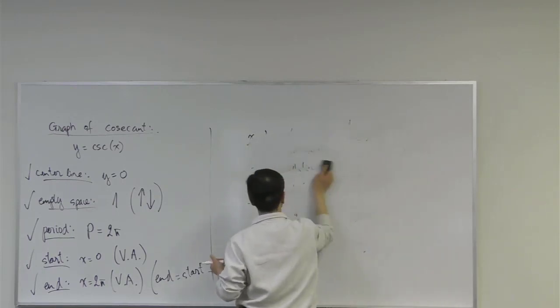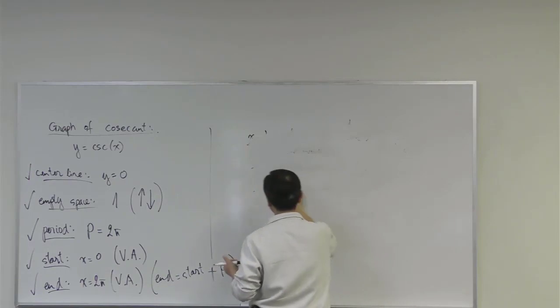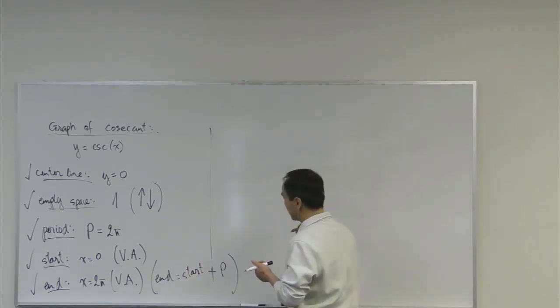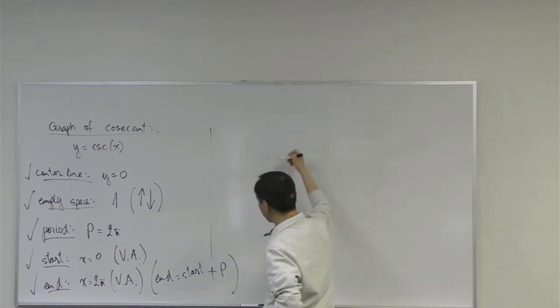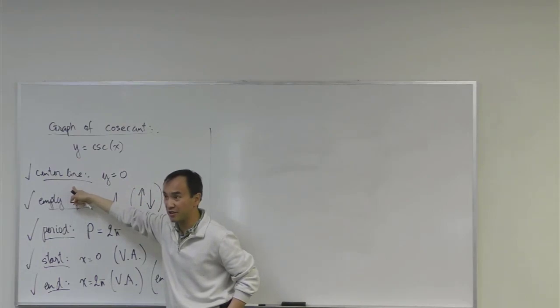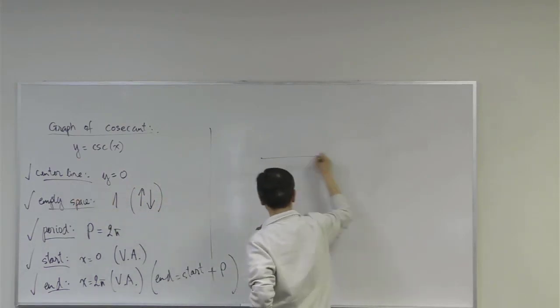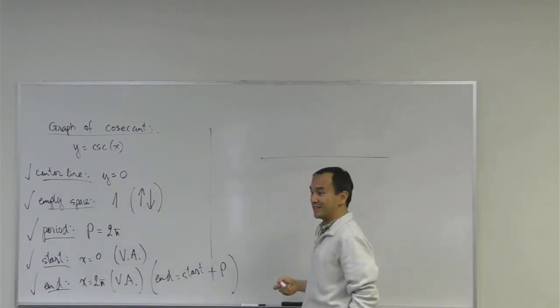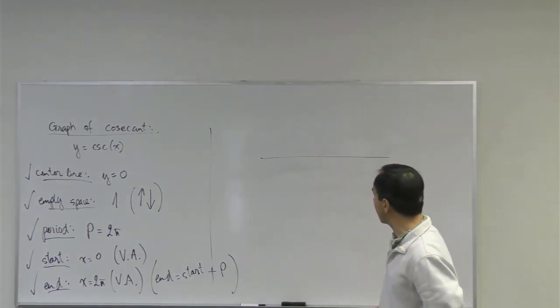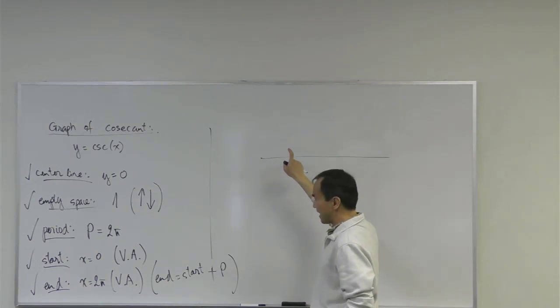To get the picture really nailed down in your mind about the graph of the cosecant, all you need is a center line. You don't have to worry about x = 0 or anything like that, but it's always going to have a center line. You draw a center line. In some cases it's the x-axis, in other cases maybe a little bit up or a little bit down, but any cosecant graph has a center line.